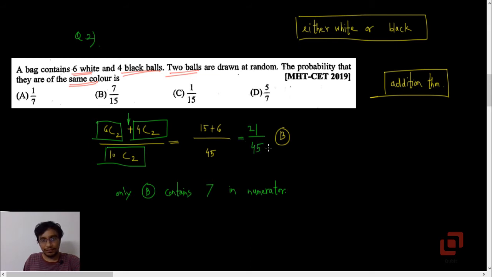10C2 is 45. Now, you can just say that the denominator does not have the factor 7, but the numerator has. So it has to be option B. And you can of course check 7 into 3 is 21 and 15 into 3 is 45. In this problem, you should also know how to find nCr. Most of you will know this because you use it for solving problems on binomial distribution, right? That is question 2.